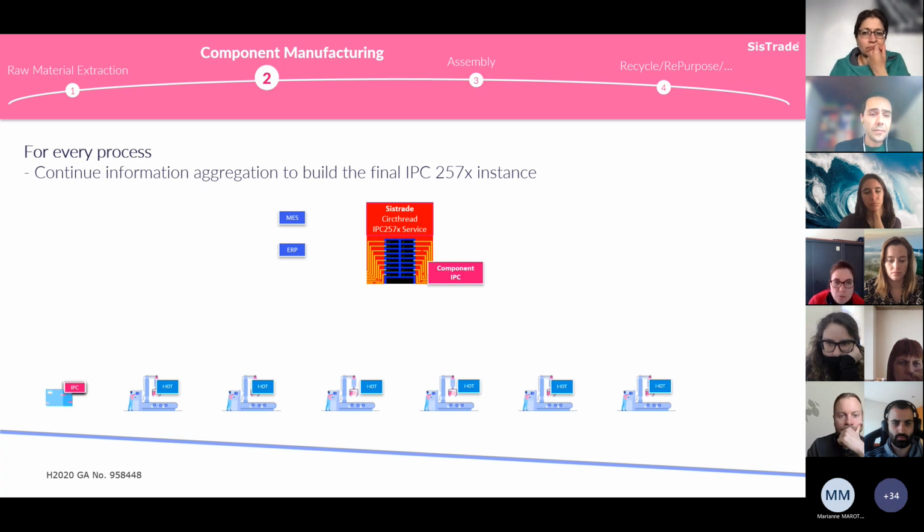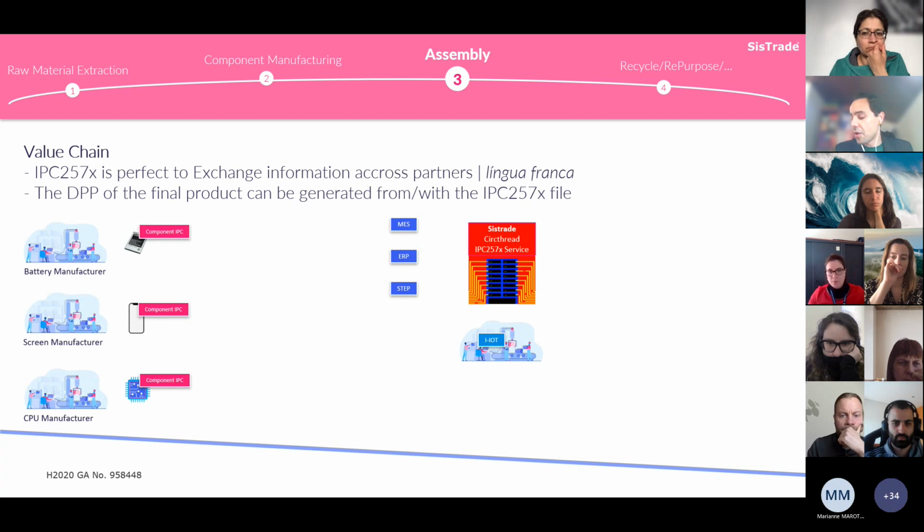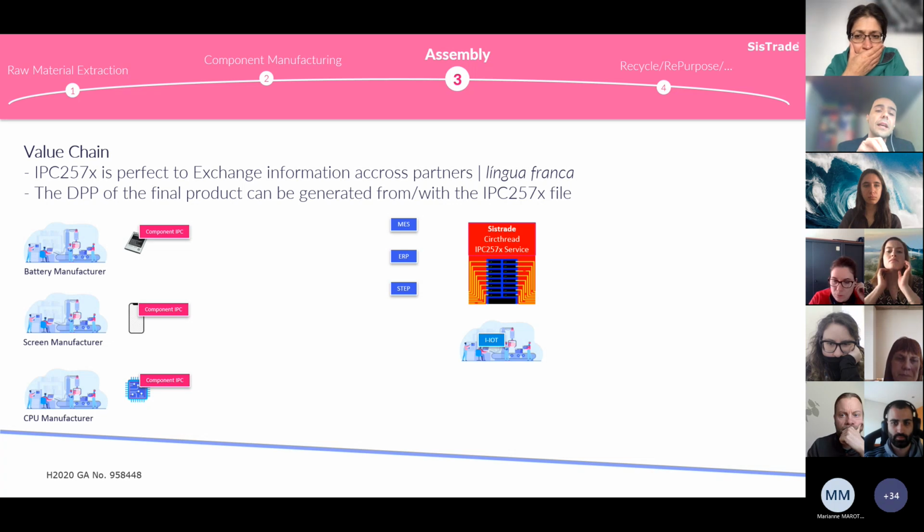So that in the assembly phase, and we know that our mobile phones have a lot of parts, I have already spoken about that previously. From the battery, we have a file, an IPC file that accompanies the battery, or that we can obtain from a central platform. Then we can merge it with the screen manufacturer and with the CPU manufacturer IPC information. Then with our Sistrade thread service, we can aggregate it and we can ship it with the final product as the assembly operations are made.